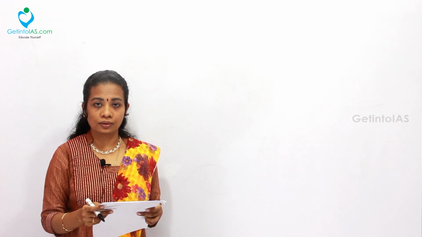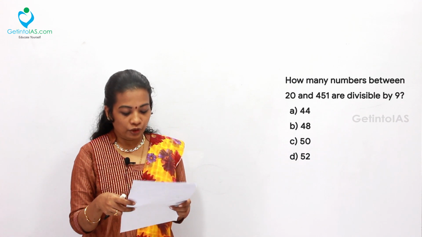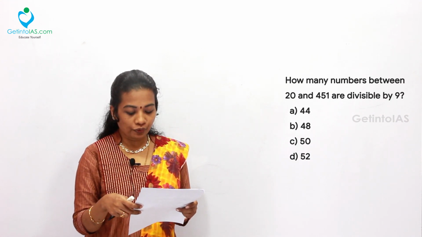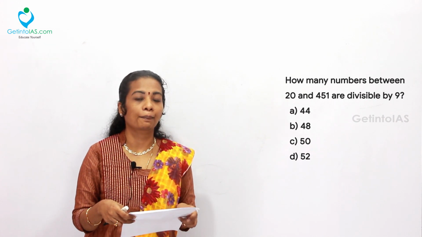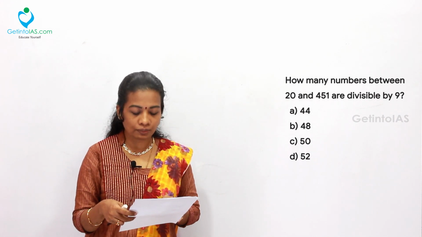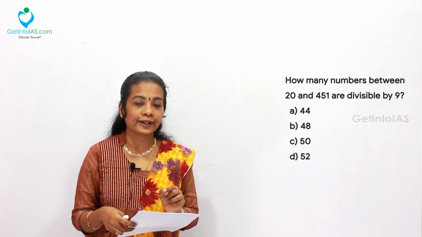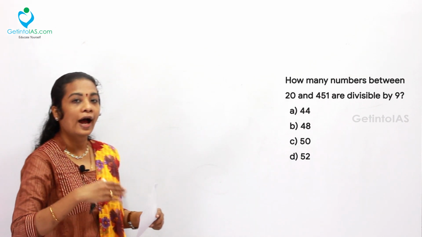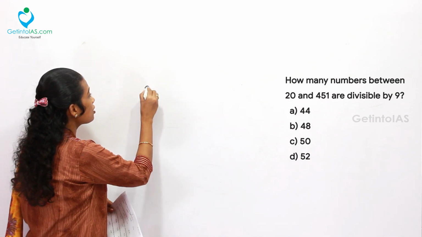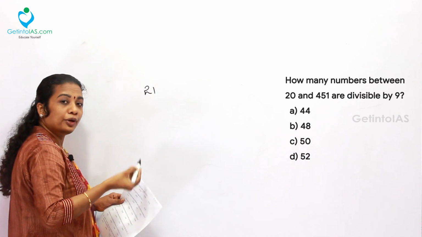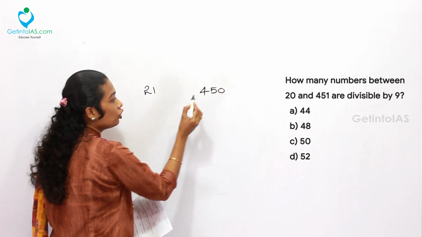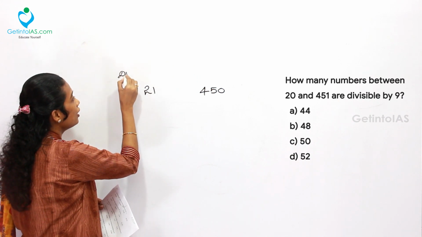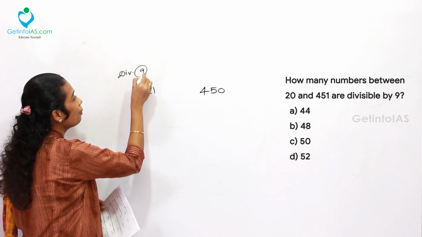The next question. How many numbers between 20 and 451 are divisible by 9? Here also it is mentioned that between is given. So, from the list you will have to delete 20 and 451. So, after 20 the range starts at 21. Below 451 the number is 450. Now, you will have to check with the divisibility test for the number 9.